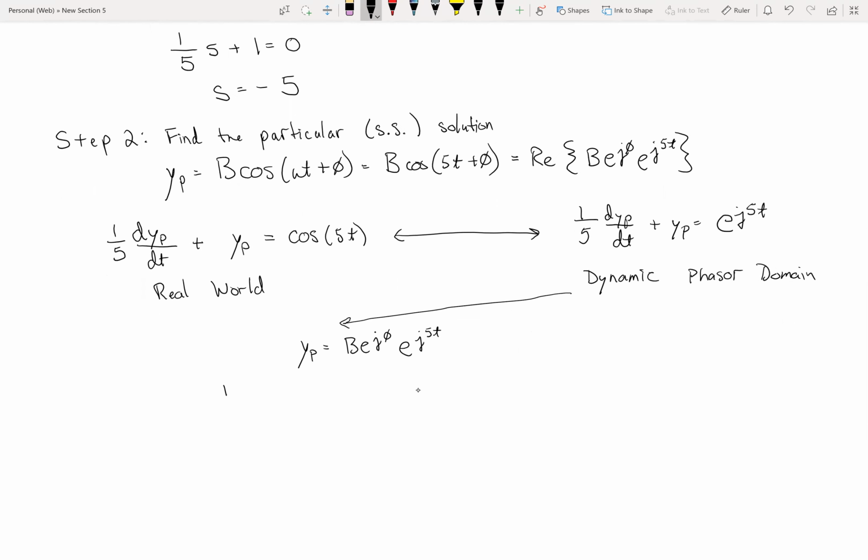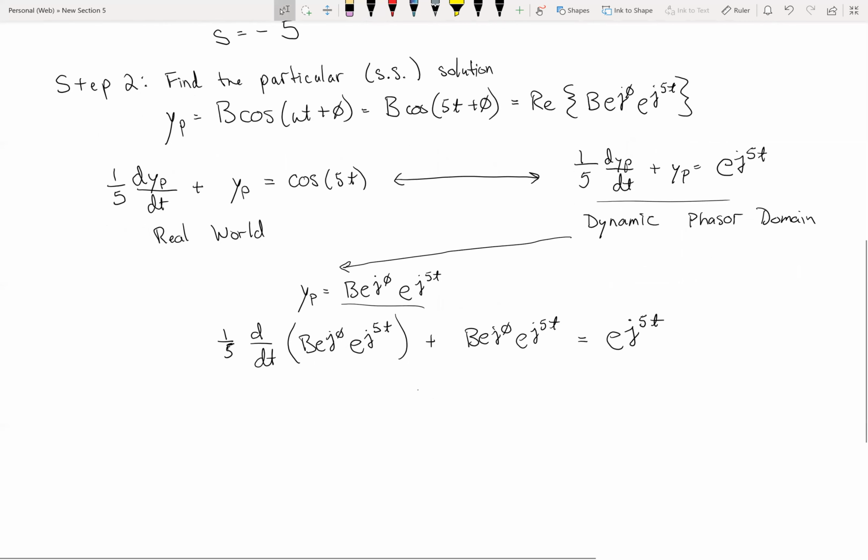So I'm going to say I have 1/5 d by dt of b e to the j phi e to the j 5t plus b e to the j phi e to the j 5t, right? All I did was substitute this result into this expression. That's got to be equal to e to the j 5t, like that.